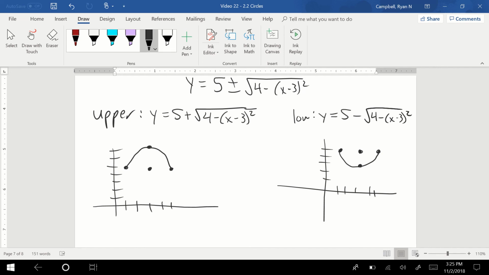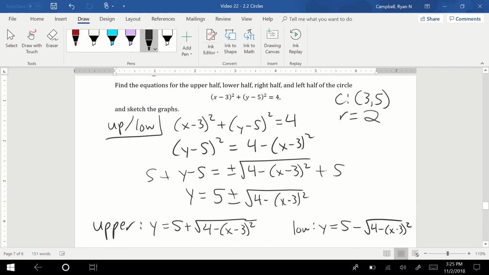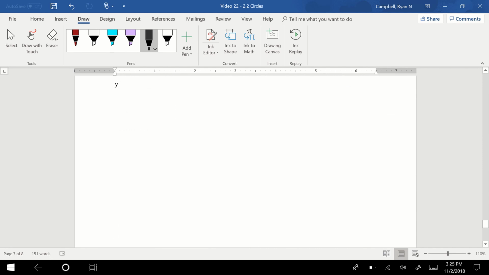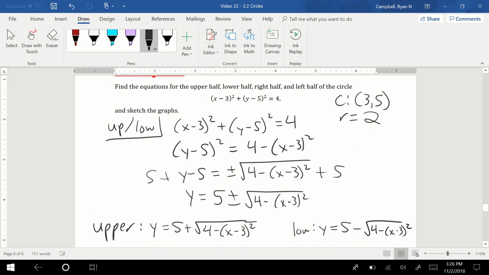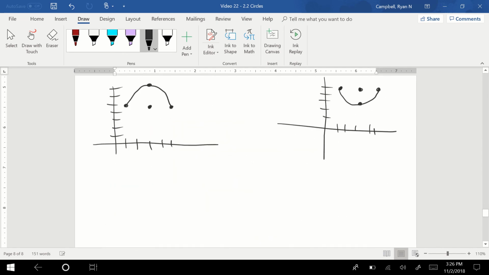So all we got to do now is figure out the right and left. So remember when we're doing right and left, just cross that out. All we do is just solve for x. So we had x minus 3 squared plus y minus 5 squared equals 4, I believe. Let's just double check. Yeah, good.